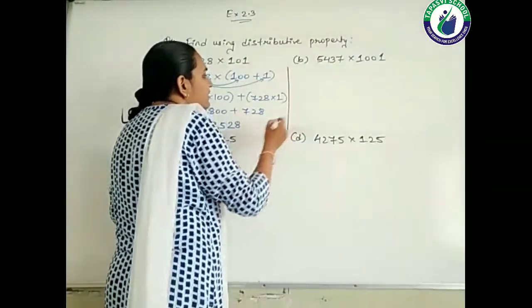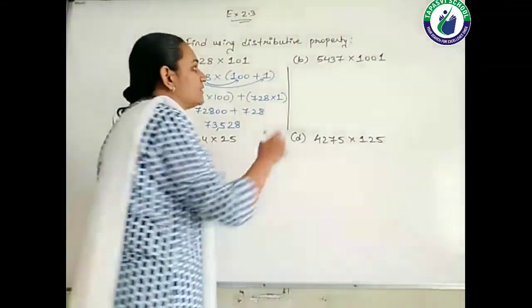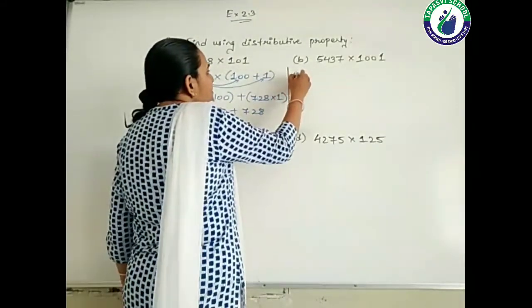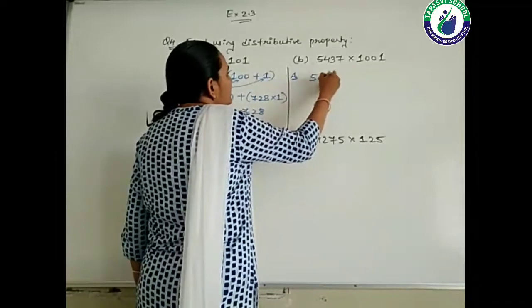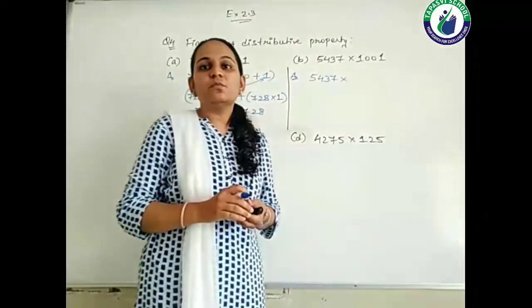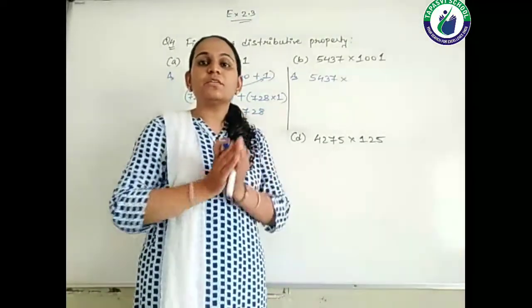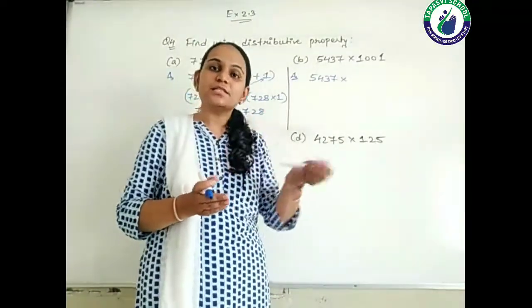Now let's see the second question, that is 5,437 multiplied by 1,001. So let's see here, just see the solution of it. 1,001, students, how can we write 1,001? We can write 1,001 as 1,000 plus 1.